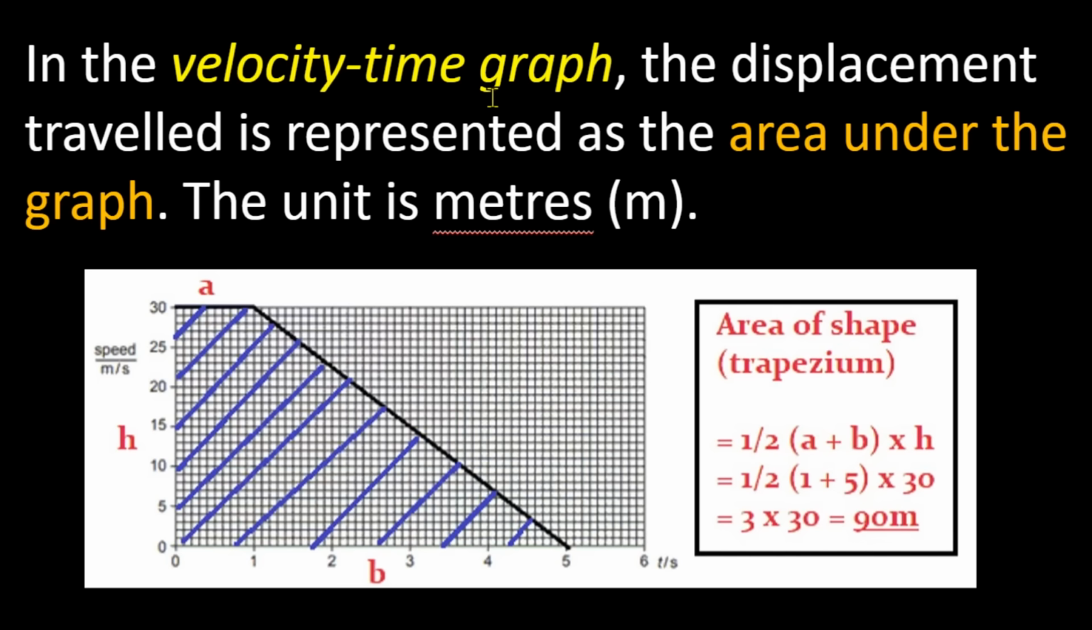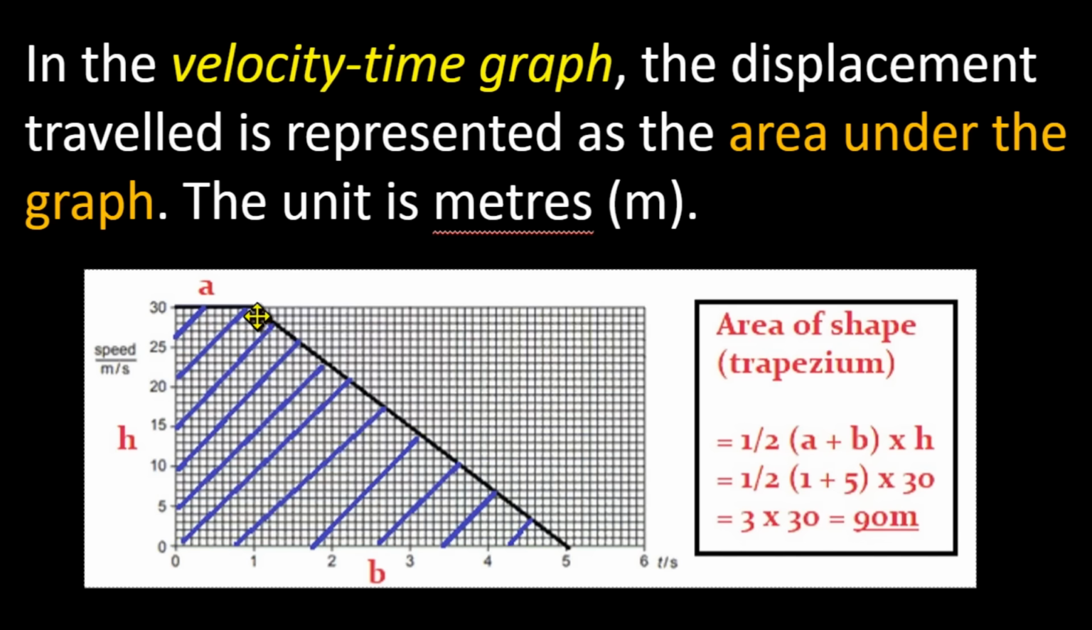The unit is meters. In this particular graph, we can see that this forms a trapezium, and there are 3 sides we have to take note of. The top of it is called A, the bottom of it is called B, and there's the height of the trapezium. So if we find the area of the trapezium, we will actually get the total displacement traveled by this object here.